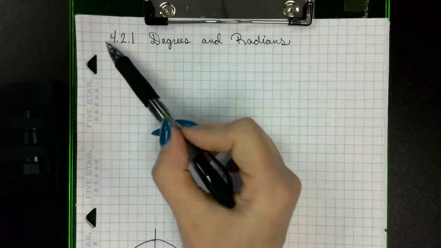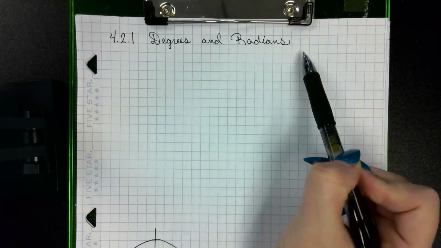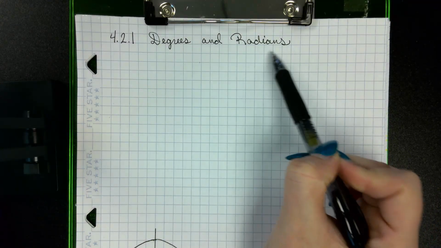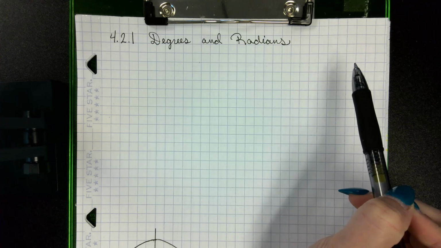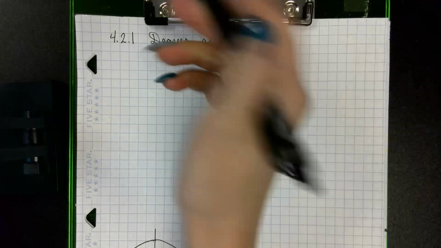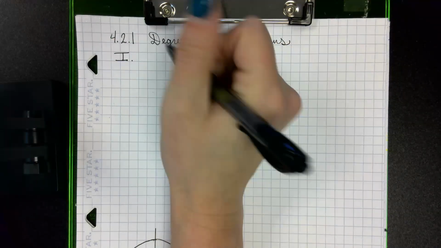All right, so we have Chapter 4, Section 2, Day 1, Degrees and Radians. So we're going to introduce radians. You may or may not have heard of radians before, so I'll just assume you have not. All right, so the first section, we're going to review a bunch of stuff that you should already know.